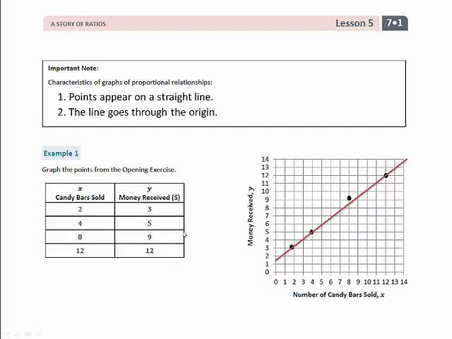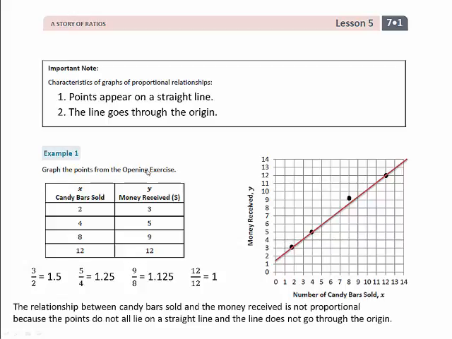If I looked at the value of each ratio, I could see that for $3 and 2 candy bars sold, the value of the ratio was $1.50. But then for 4 candy bars sold for $5, it's not the same. It's still not the same for the third entry, and definitely not the same for the last entry. So I could say that the relationship between candy bars sold and the money received is not proportional because the points do not lie on a straight line and the line does not go through the origin.